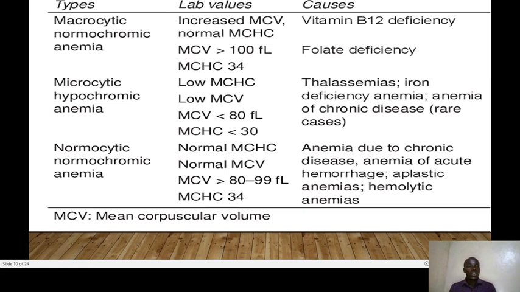So we have a summary of microcytic hypochromic anemia, macrocytic anemia, and lastly normocytic normochromic anemia. In macrocytic, we have vitamin B12 deficiency and folate deficiency. Whereas in microcytic, we have the TIC: thalassemia, iron deficiency, and chronic diseases, although chronic diseases are rare. And lastly, in normocytic, we have anemia due to chronic diseases, anemia of acute hemorrhage, aplastic anemias, and hemolytic anemias.